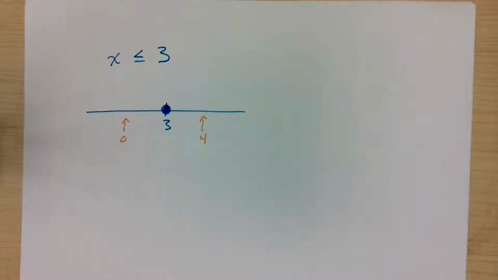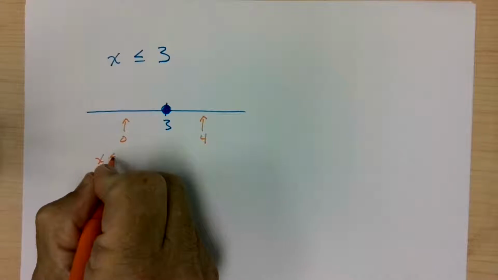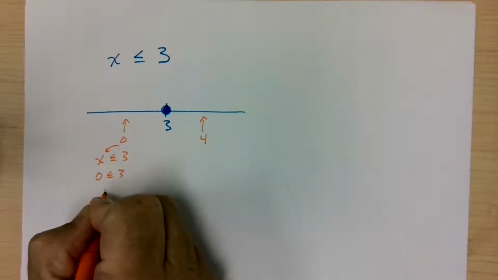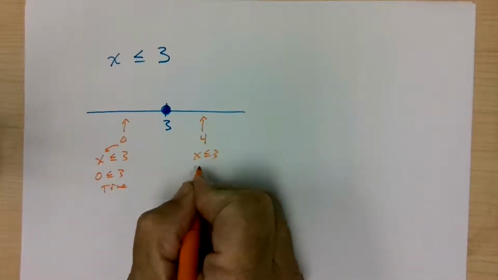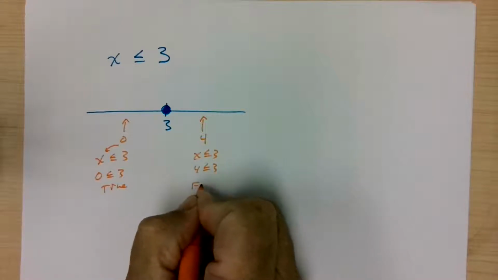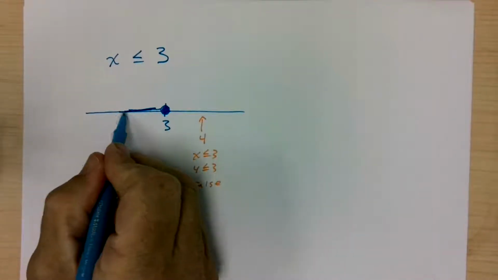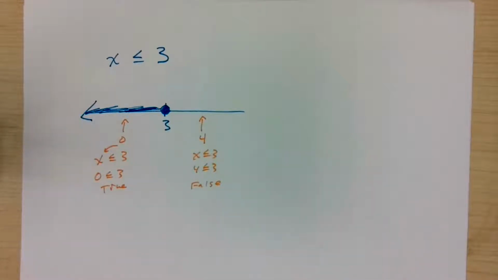We want to check if these points are true or false. So I have, again, x is less than or equal to 3, plugging in 0 for x. 0 is less than or equal to 3, that's true. Plugging in 4, 4 is less than or equal to 3, that's false. So we shade towards the side that's true, toward the true side, and it goes all the way to the end. So that is a graph solution on a number line for x is less than or equal to 3.